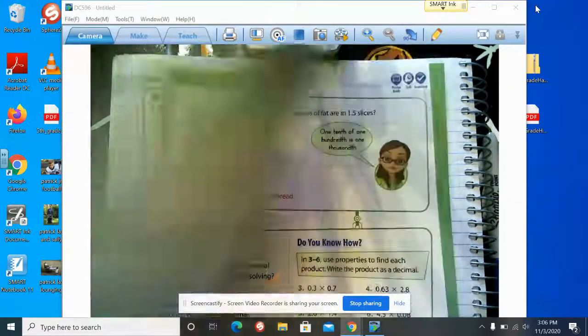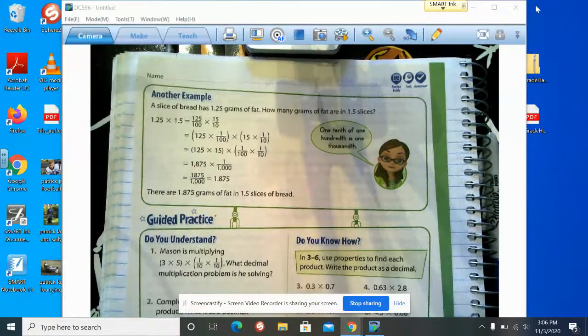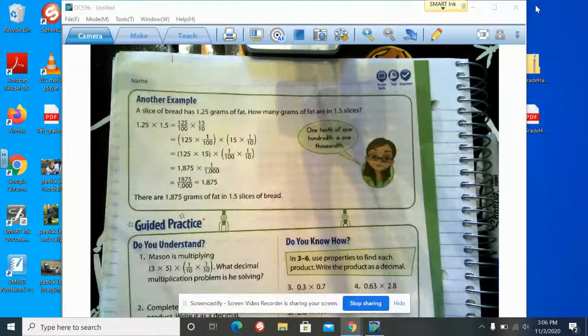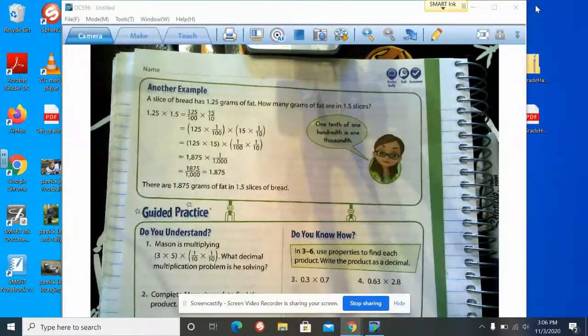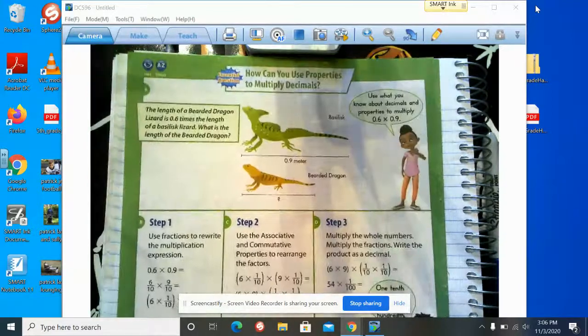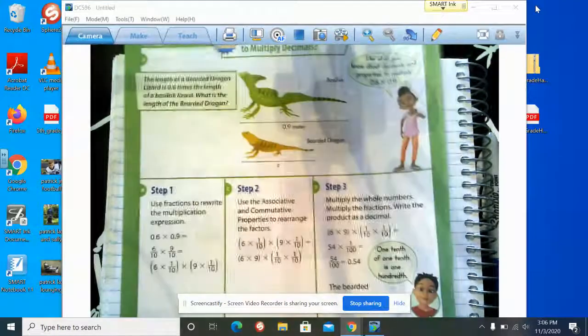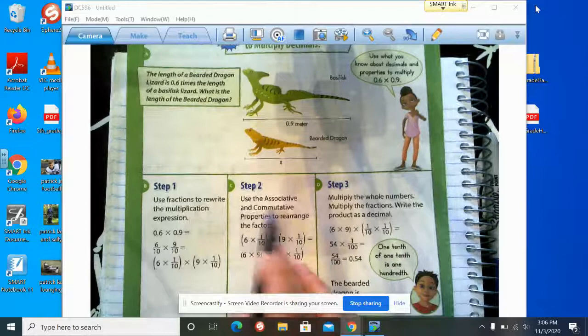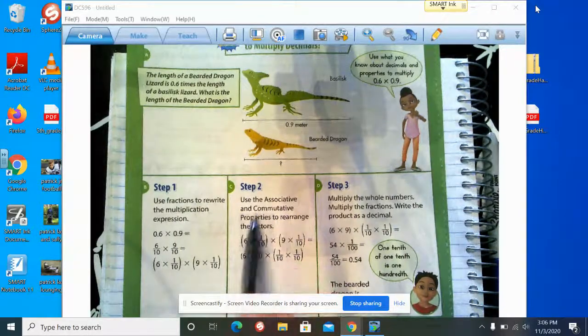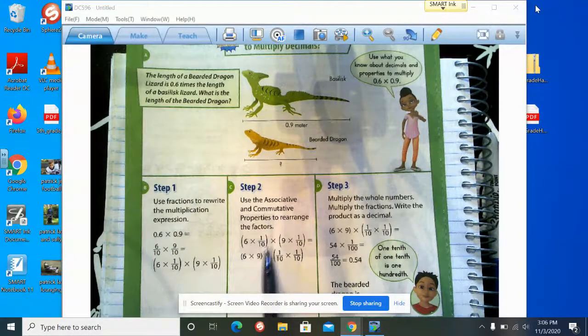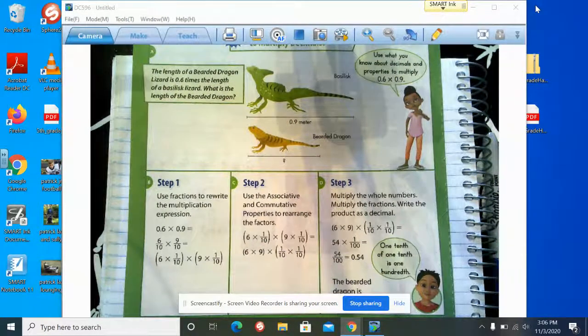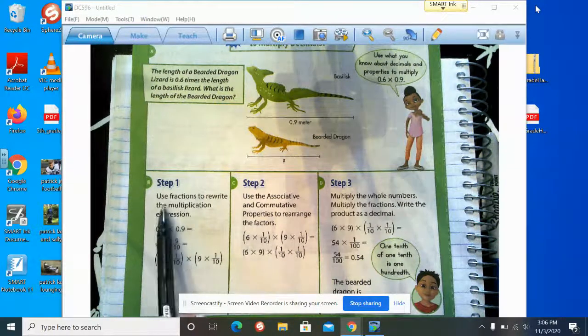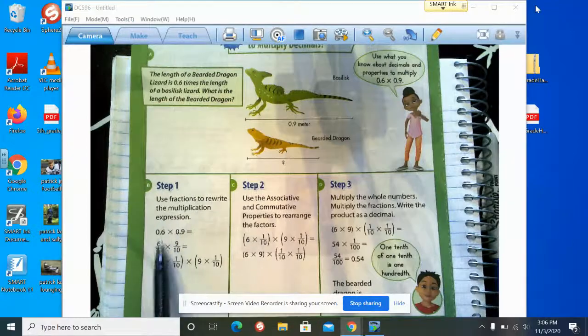You've been practicing multiplying decimals, but I want to show you something. They're focusing on properties right now. And when we talk about properties, we're talking about things like the associative property and the commutative property. Remember, the associative is grouping numbers. The commutative is being able to move numbers around and still get the same answer. So sometimes we can use these properties to help us solve problems. They're showing you that there are other ways of expressing these problems.